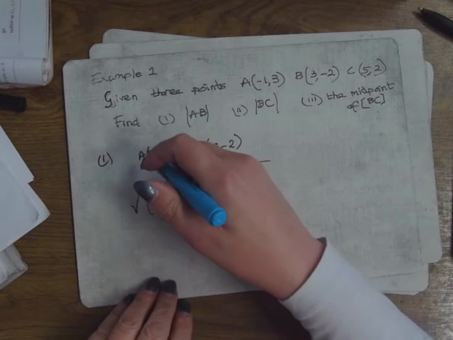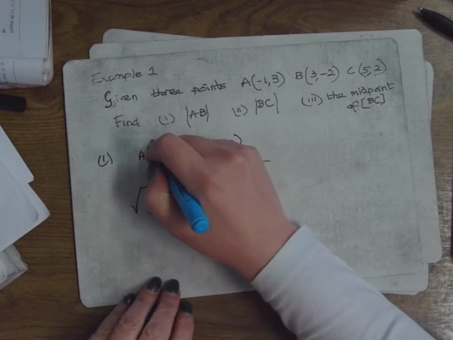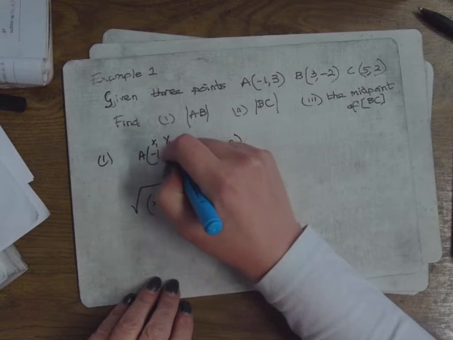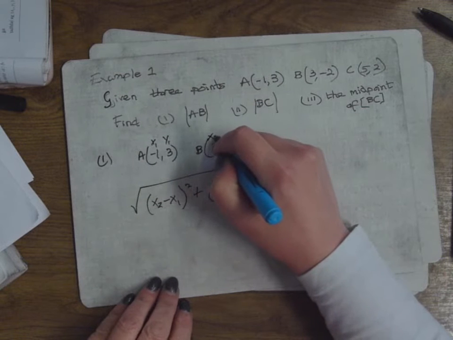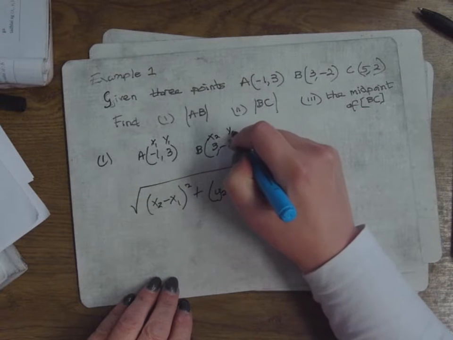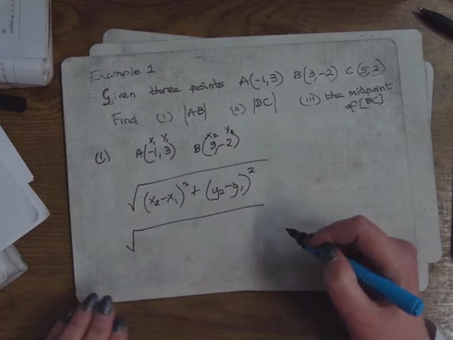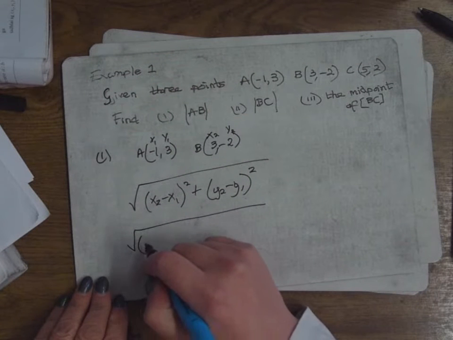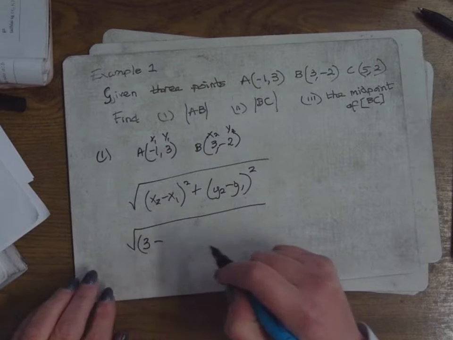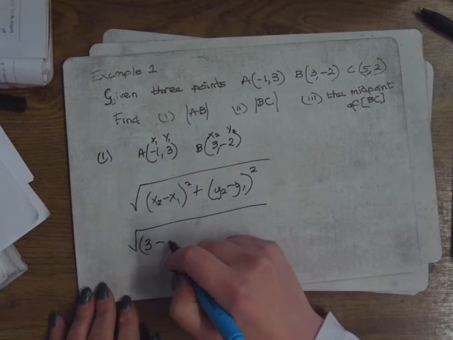Okay, remember, step one, you call A x1, y1, and you call B x2, y2. Is that jumping back into your head? Yeah? Great. Okay, then you just fill in your formula. So it's x2, which is 3. Then you have a minus sign. Then you have x1, which is minus 1.